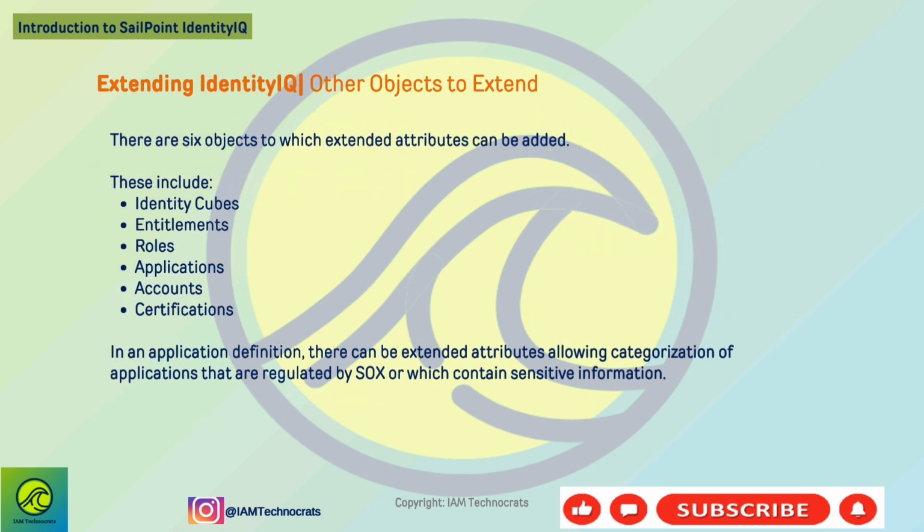Other objects to extend. There are 6 objects to which extended attributes can be added. These include identity cubes, entitlements, roles, applications, accounts, and certifications. In an application definition, there can be extended attributes allowing categorization of applications that are regulated by SOX or which contain sensitive information.